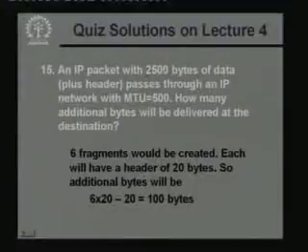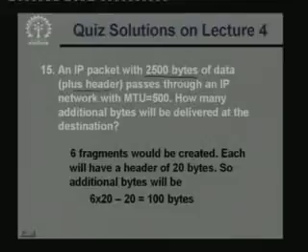Well, an IP packet with 2500 bytes of data plus header passes through an IP network with MTU of 500. How many additional bytes will be delivered? Now, 2500 plus header will become 2520. Now, it passes through an IP network with MTU 500. You can easily see that a total of 6 fragments will get created. Each of these IP fragments will be carrying 20 bytes of header. So, in the final destination 6 such IP packets will be delivered with a total of 120 bytes of header, but the original packet had only 20 bytes of header. So, 100 bytes of extra header information will be delivered.